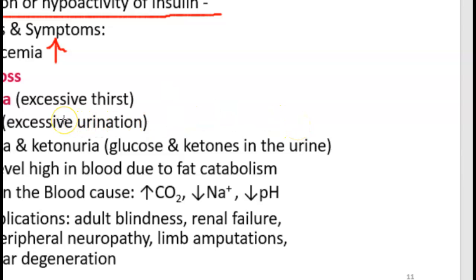And because glucose is not being stored or used to make ATP, we see other energy storage molecules being broken down to make ATP. So we have weight loss. And anytime you've got a high concentration of solutes, such as glucose, in the blood, the hypothalamus is triggered and we have this sensation of thirst. That excessive thirst sensation is called polydipsia.